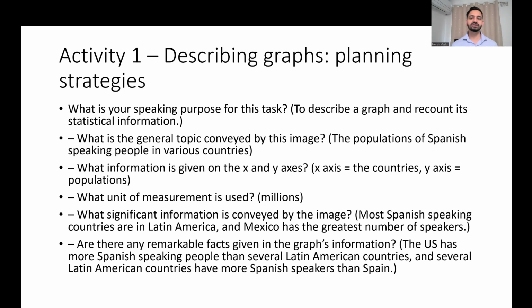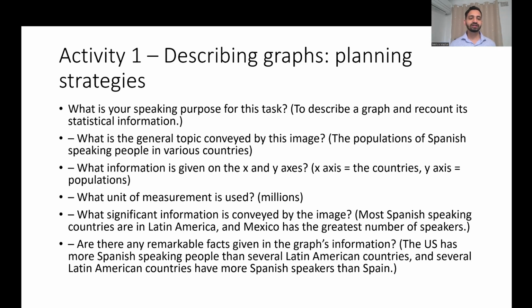What information is given on the X and Y axis? X axis, you've got countries, and Y axis, you've got population. Sorry, I said that the other way around, but Y axis, you've got population, and X axis, you've got countries. What unit of measurement is used? You've got millions. So for unit of measurement, you want to see if it's US dollars, kilograms, millions, whatever.